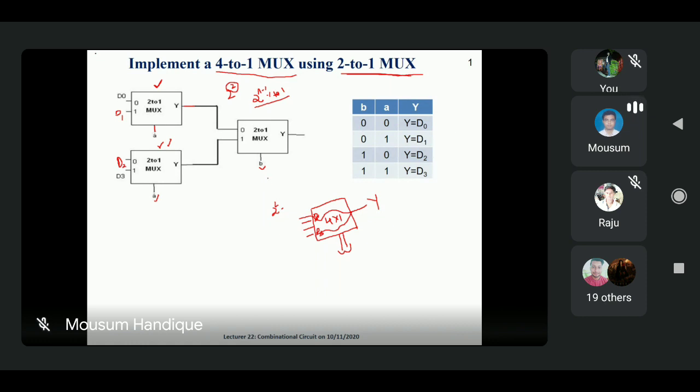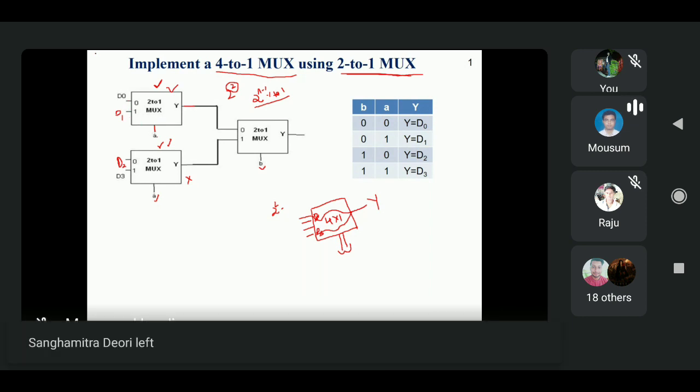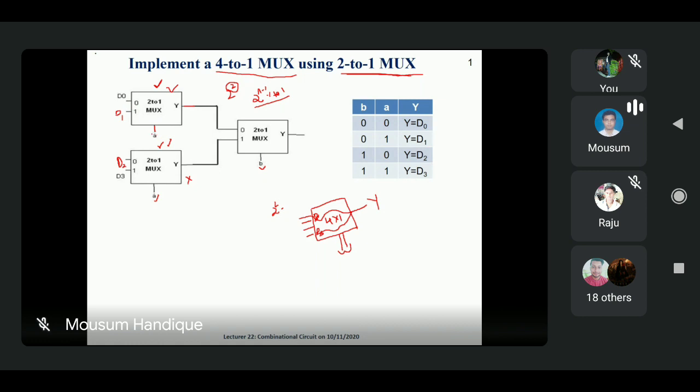So see here, if B is 0, then automatically this particular multiplexer is working. No need to check the other multiplexer, because B is providing the 0. So when B is 0, this line is automatically connected. Are you getting my point? After that, there are 2 lines, D0 and D1. Based on A, if A equal to 0, then D0 is propagated to Y.